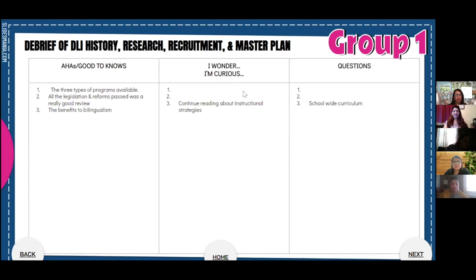So some of the ahas, all the legislation and reforms was a good review to remember the history, because I know you had given us bits and pieces, and as a parent who went to some of these meetings on site, I saw you display them, but you went into further detail, which is in the article, I assume as well, within the first 2 pages.